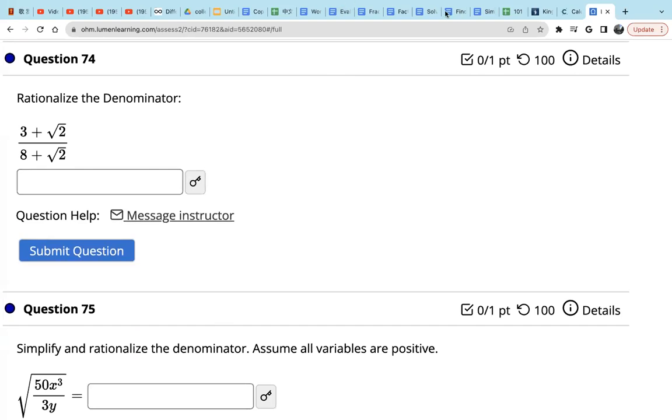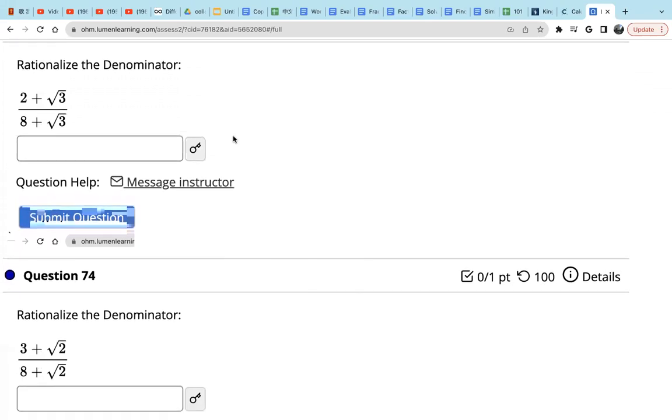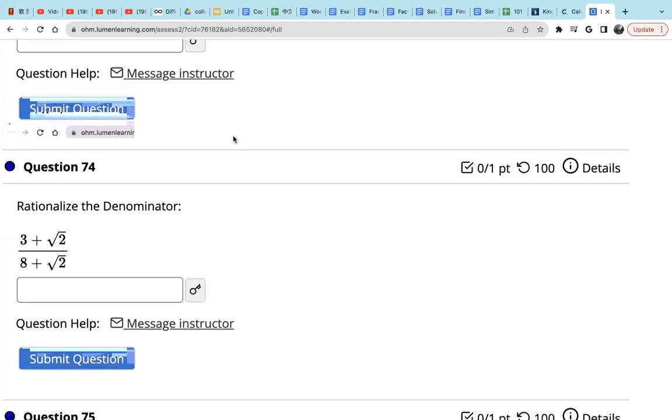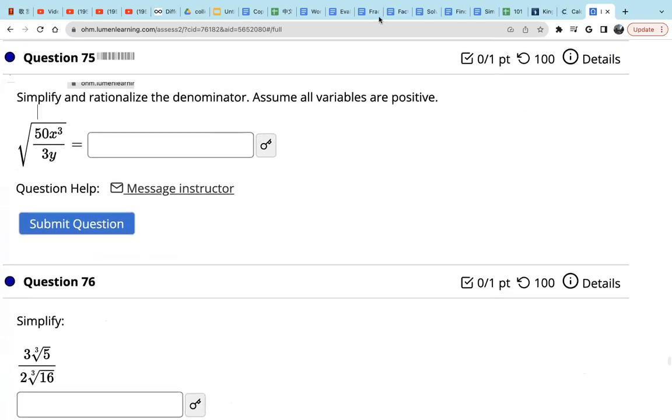Number 74. Again, rationalize the denominator. 74 is the same as 73, isn't it? Oh, we do this one. 2 plus radical 3, a plus b, just different numbers. Okay, so you know what to do with this. You multiply by a minus radical 2 divided by a minus radical 2.